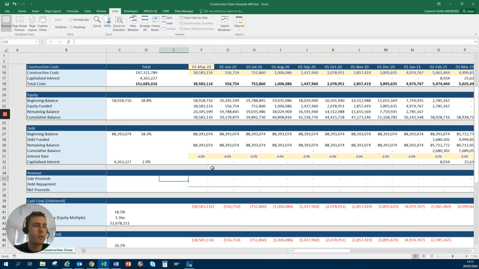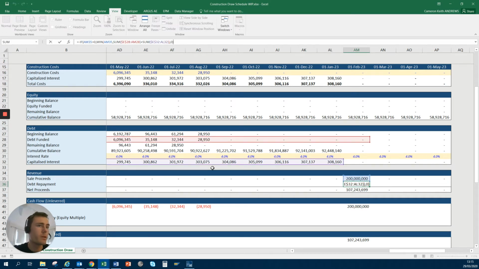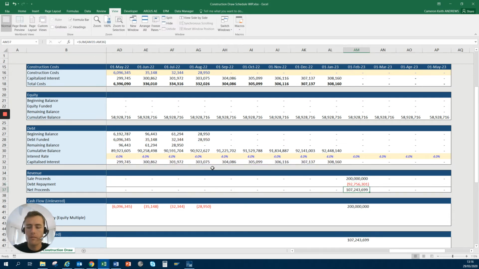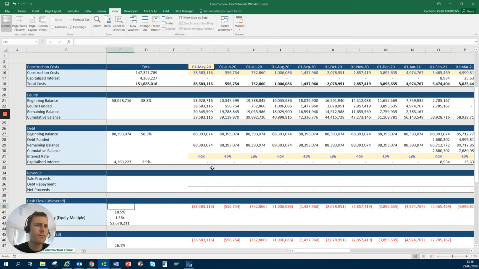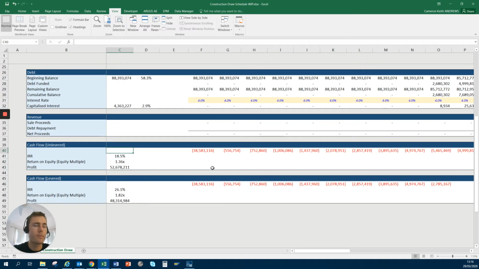Beneath here, we've got your revenues, your actual sales proceeds. So we've said that we're going to sell it in February of 2023 for a couple $100 million post disposal costs. You've got your debt repayment. Your debt repayment is going to be your capitalized interest plus the actual debt that's been funded. The actual net proceeds. And then down below here, we've got the unlevered and your levered cash flows. You multiply your actual profit received and so on.